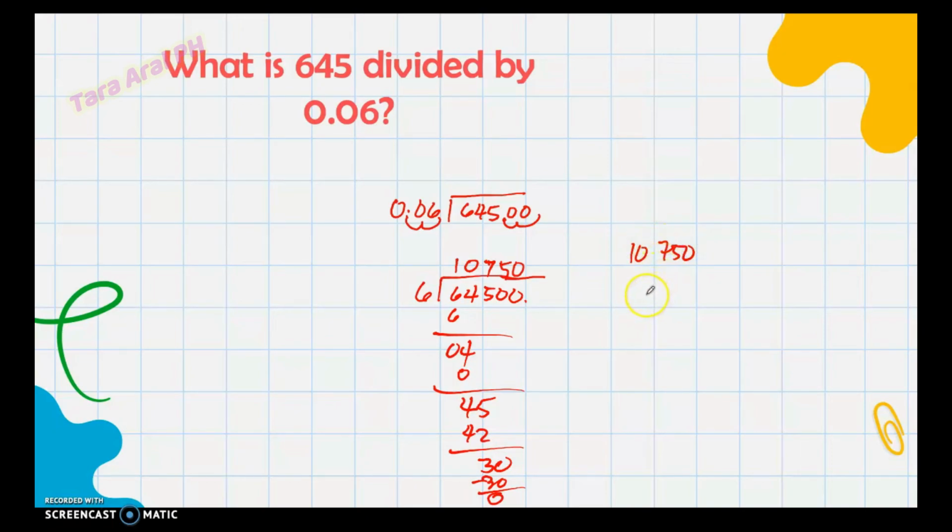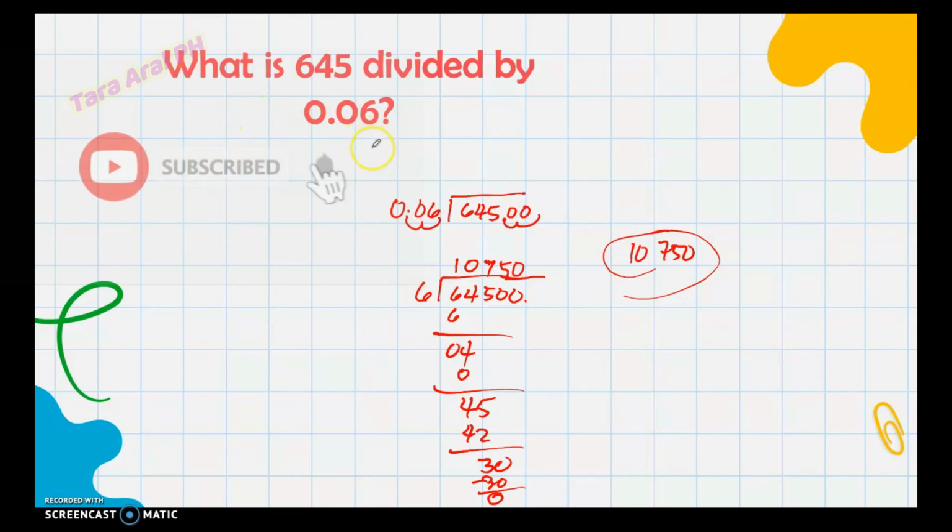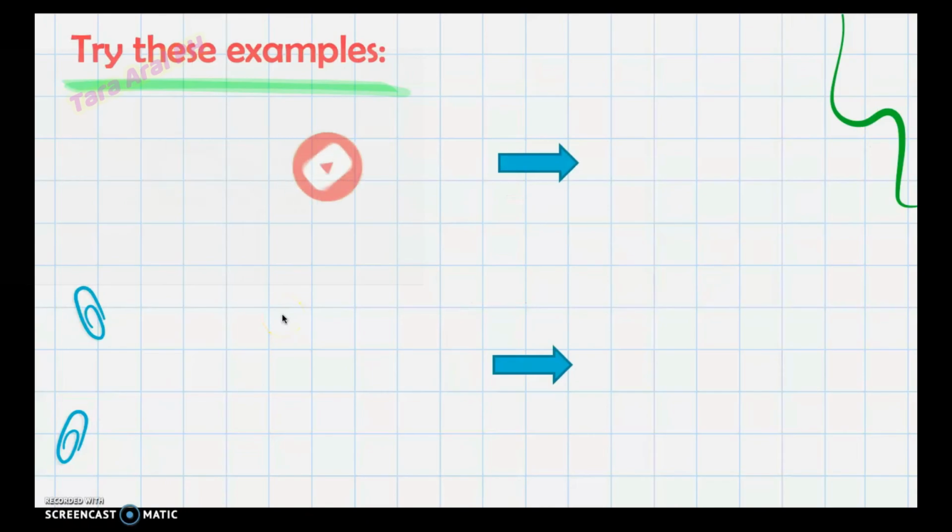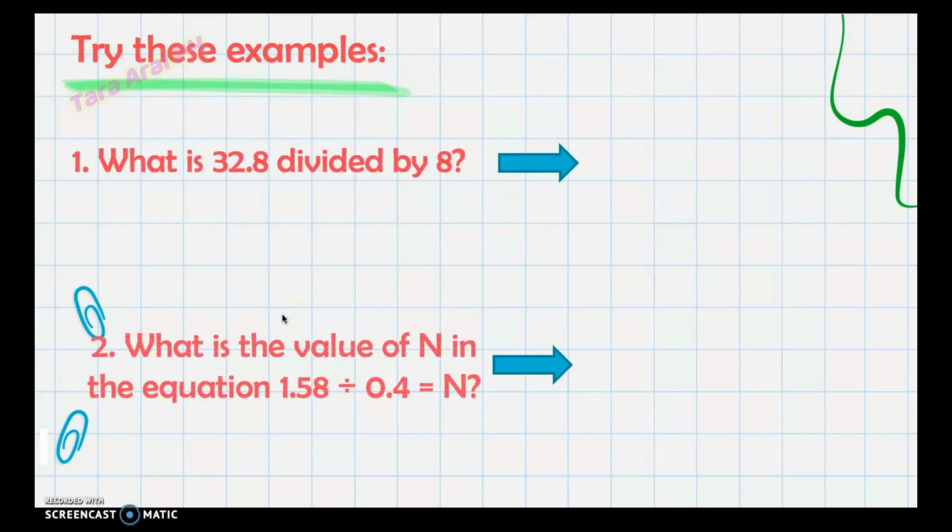If you want to check if your answer is correct, you may just multiply this quotient, 10,750, by 0.06. You will get 645. You may try these examples and solve them on your own.